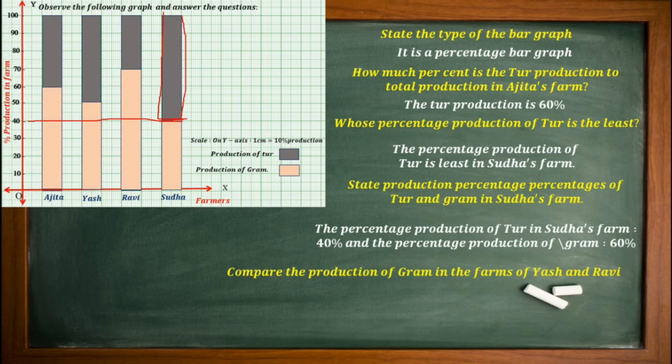Compare the production of gram in the farm of Yash and Ravi and state whose percentage of production is more and by how much.